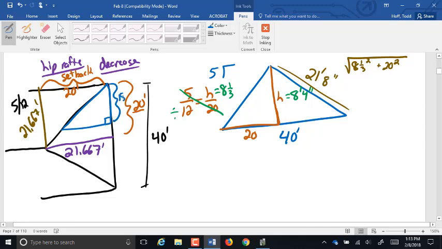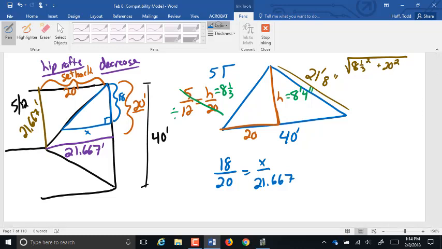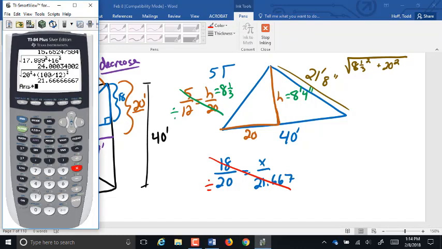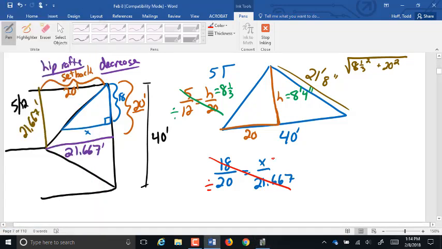It works either way, right? That's going to be 18. This will be X. I usually put 18 over 20 equals X over 21.67. But it would have worked X over 18 equals 21.667 over 20. That works as well. Either way, you're going to multiply 18 times 21.667 and divide by 20. I get 19.5 feet. So this is 19.5 feet.